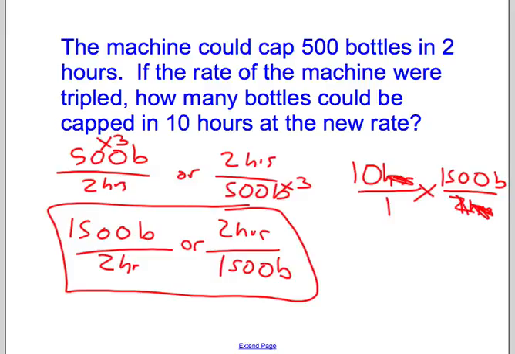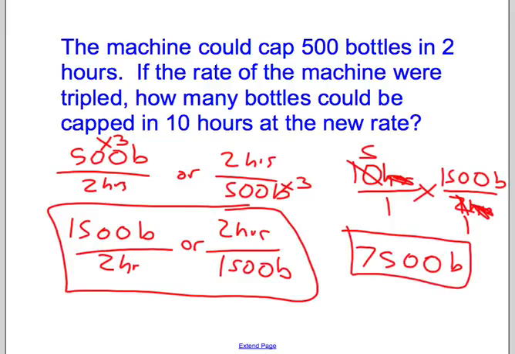So we need to do a little reducing. The 2 goes to 1, and I'll reduce it with the 10, make it 5. And then 5 times 15 is 7,500. Sorry, kids. So 7,500 bottles would make it right.